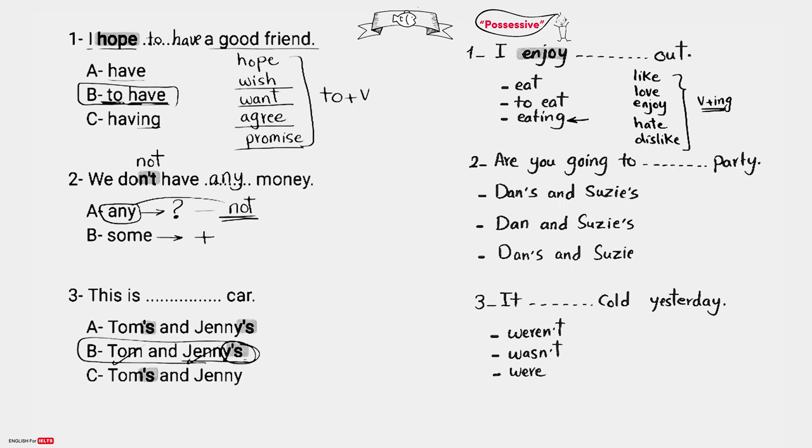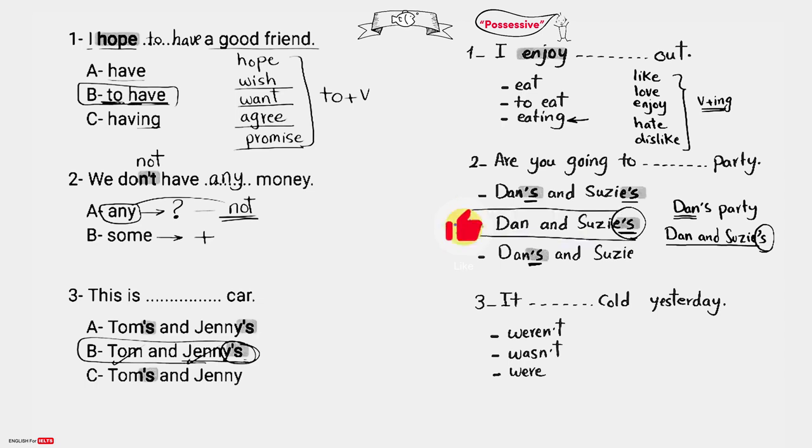Are you going to blank party? Dan's and Susie's party, apostrophe S here and apostrophe S here. Or Dan and Susie's party, only one apostrophe S at the second name. Dan's and Susie party, only one apostrophe S at the first name, Dan. Well, we say Dan's party, right? This is only one name, so we put apostrophe S to it. If we add another name, like Dan and Susie, here we add apostrophe S to the second name. Dan and Susie's, only one apostrophe S at the second name. Here we have two apostrophe S's, and here is only one at the second name, and here is only one at the first name. So this is the correct answer. Are you going to Dan and Susie's party?